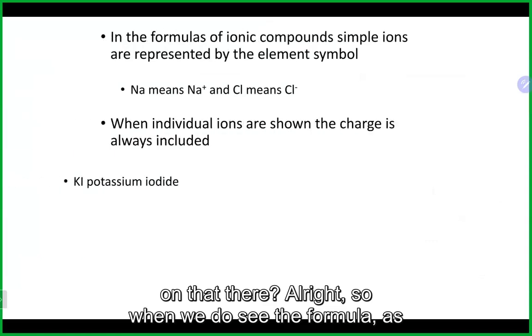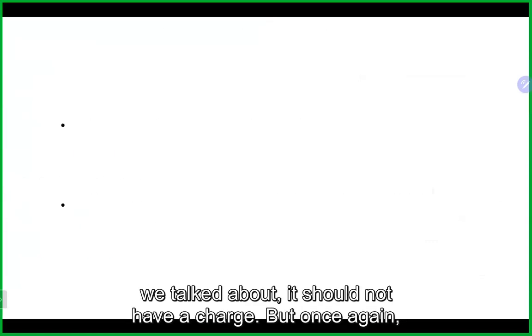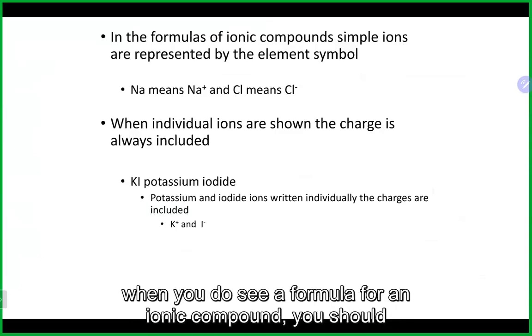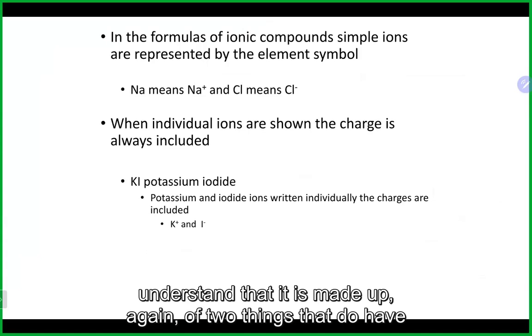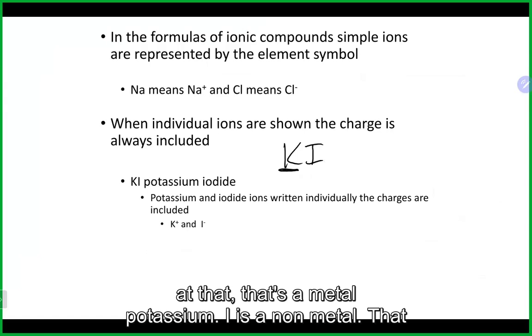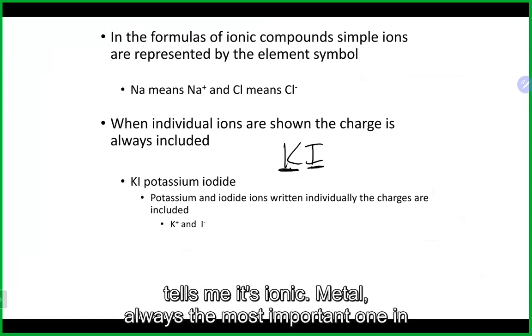So when we do see the formula, as we talked about, it should not have a charge. But once again, when you do see a formula for an ionic compound, you should understand that it is made up of two things that do have charges. So here with our KI, that's a metal, potassium. I is a non-metal. That tells me it's ionic.